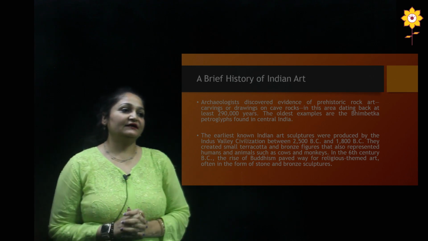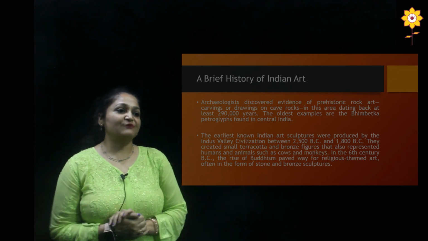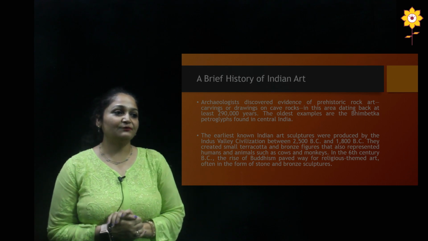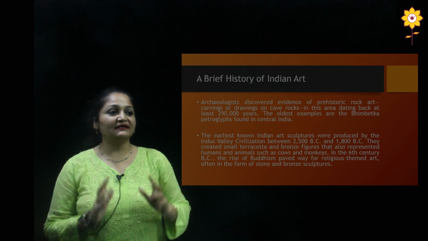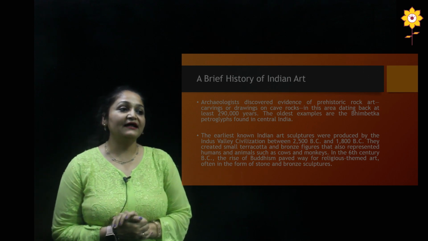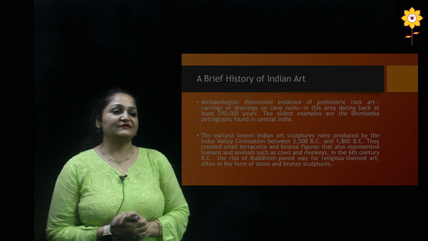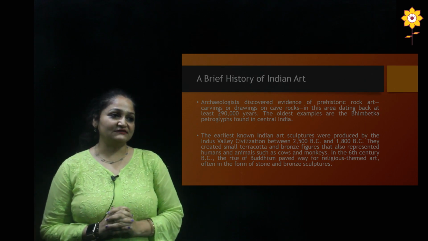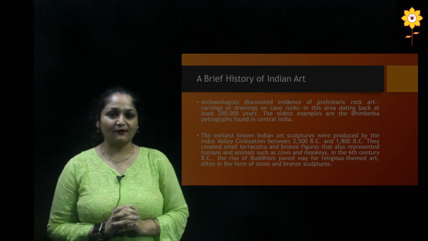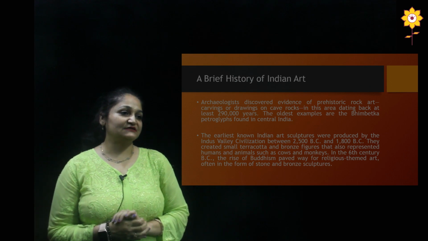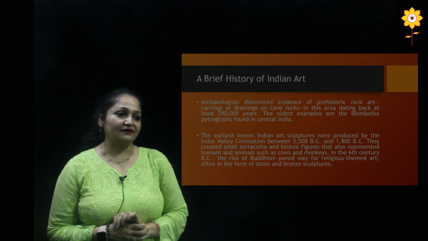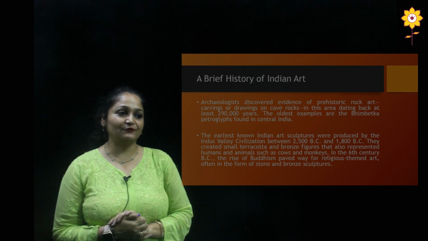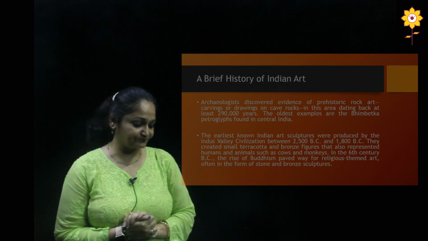The earliest known Indian art sculptures were produced by the Indus Valley civilization between 2500 BC and 1800 BC. They created small terracotta and bronze figures that also represented humans and animals such as cows and monkeys. In the 6th century BC, the rise of Buddhism paved a way for religious themed art, often in the form of stone and bronze sculptures.